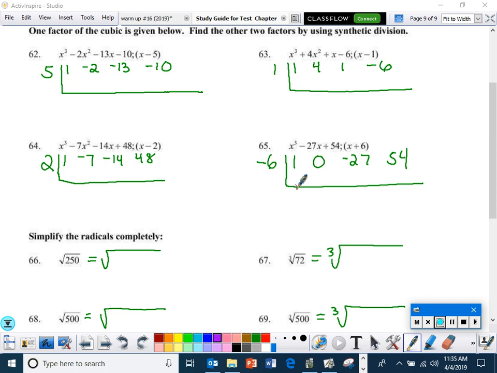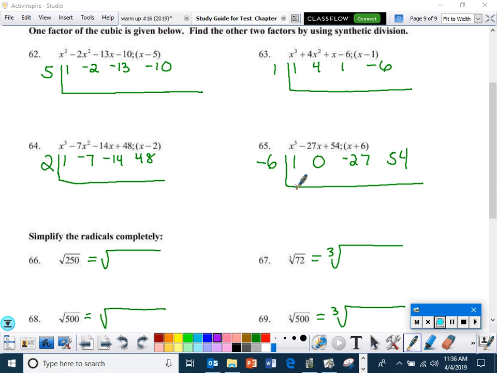Okay, ladies and gentlemen, the review section for Advanced Algebra Study Guide Chapter 7. So the first part is: one factor of the cubic is given below. Find the other two factors by using synthetic division. I've already got stuff written out to save a little bit of time here.